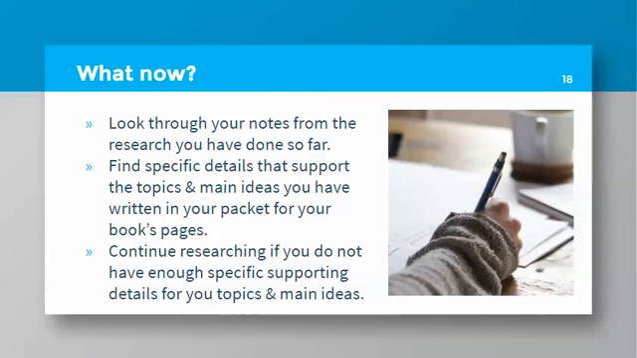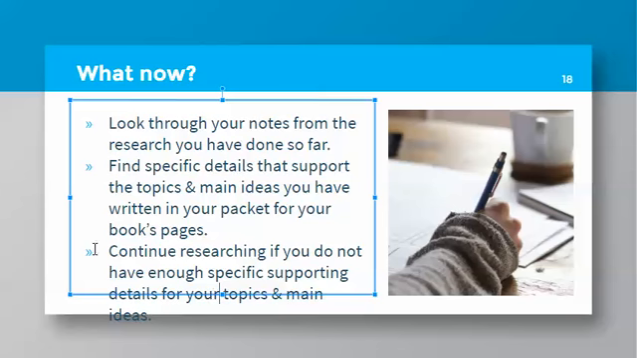So what now? Look through your notes from the research you've done so far. You might have taken notes on paper, or you might have taken notes in Google Classroom. Find specific details that support the topics and main ideas you've written in your packet for your book's pages so far. Continue researching if you do not have enough specific supporting details for your topics and main ideas. Notice that I'm fixing my typos. You should do the same in your research.